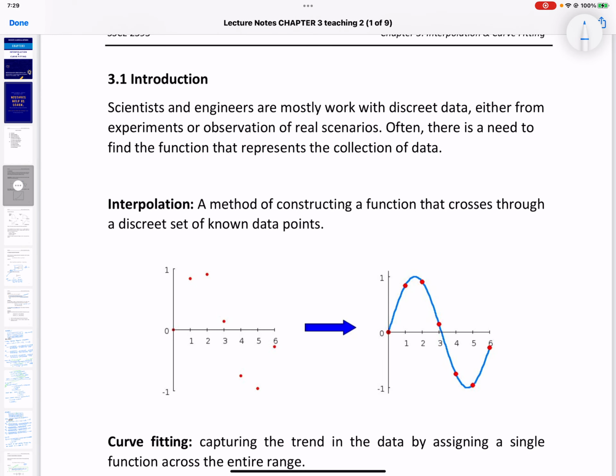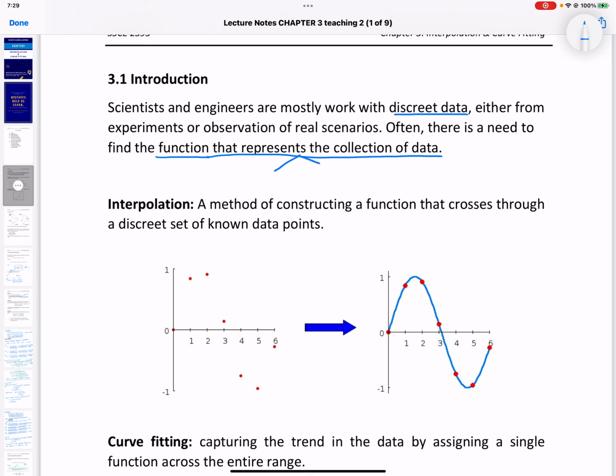So, scientists and engineers mostly work with discrete data. You know that from experiments, usually we get discrete data, either from experiments or observation of real scenarios. Often, there is a need to find the function that represents the collection of data. So, in this chapter, using interpolation and curve fitting, we can find the function to represent the collection of data.